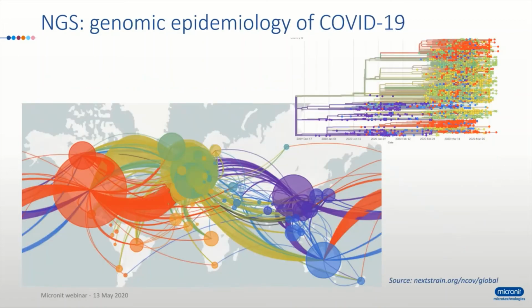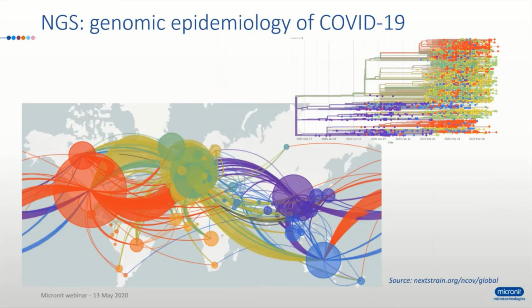I mentioned already the actual situation. NGS these days is heavily used for genomic epidemiology of the COVID-19 virus. I took this picture from the internet. If you're interested, after the webinar, go to this source, nextstrain.org, and you can play the movie. You can see how it all started in December 2019 in Wuhan, China, which is the purple circle, and how the virus spread across the globe.